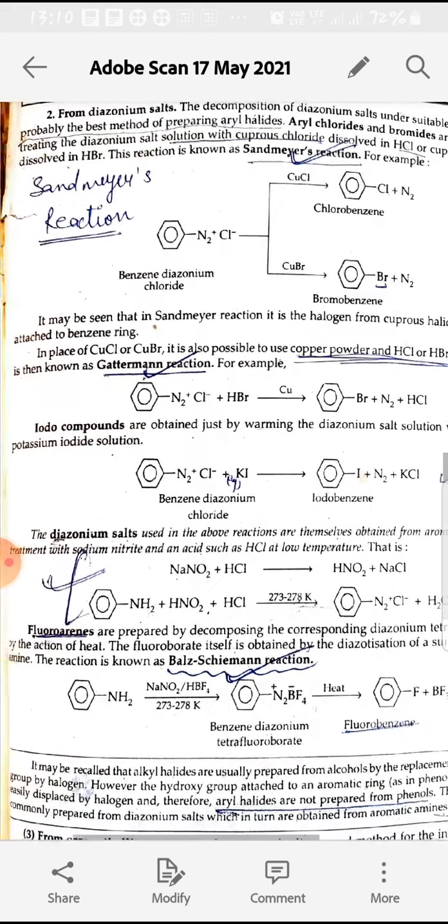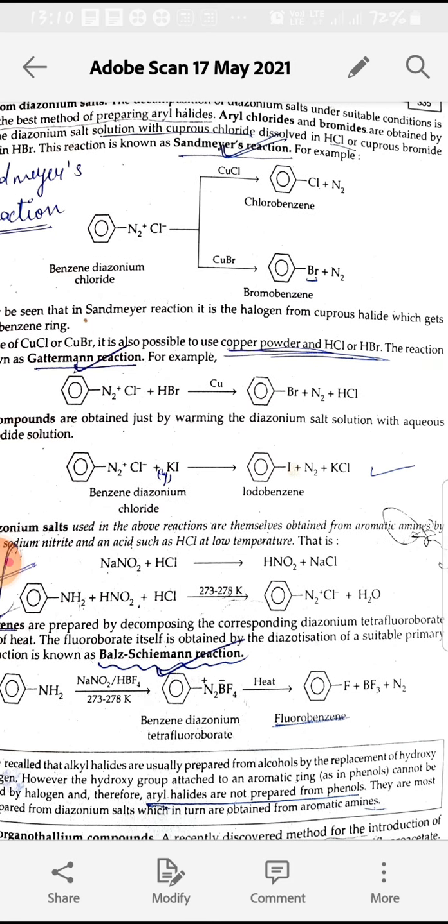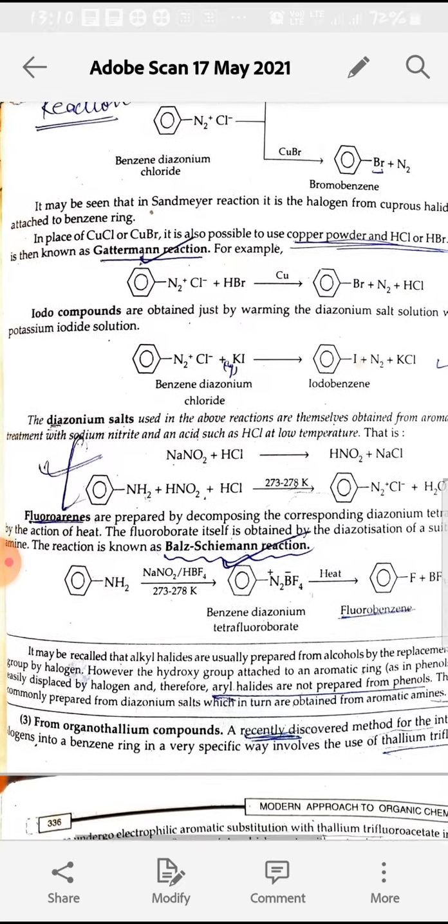Next is an important reaction you have read already in class 12, that is the Gattermann reaction. In Gattermann's reaction, instead of using cuprous chloride, we use copper powder and HCl or HBr. Then we obtain bromobenzene plus removal of N2 plus removal of HCl.